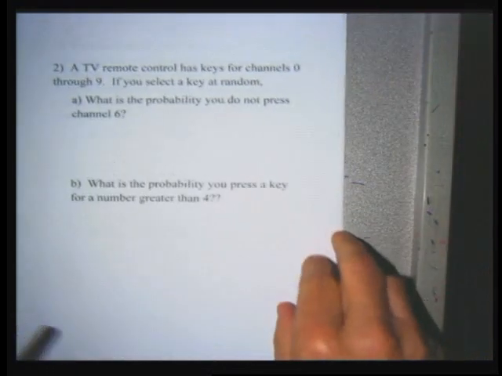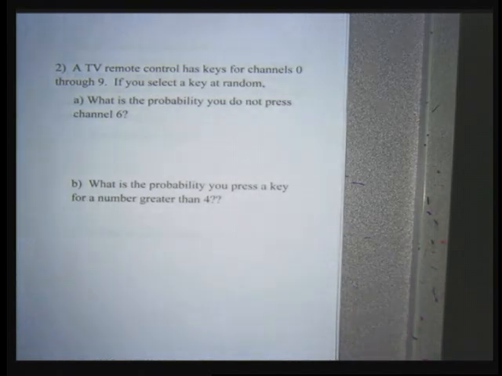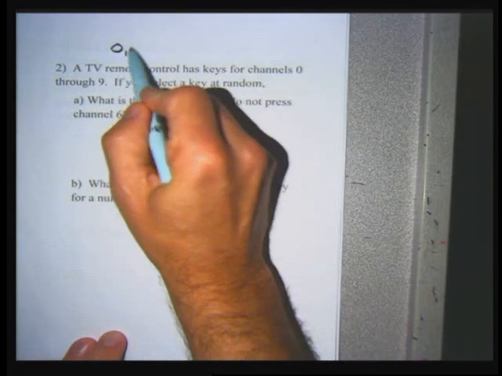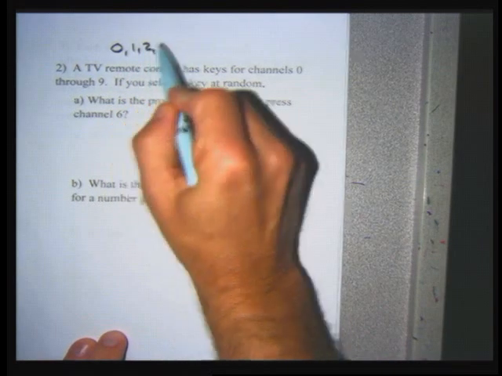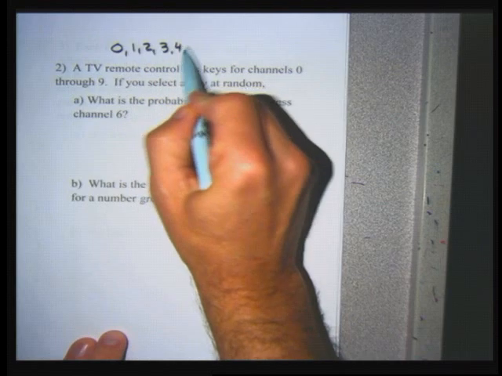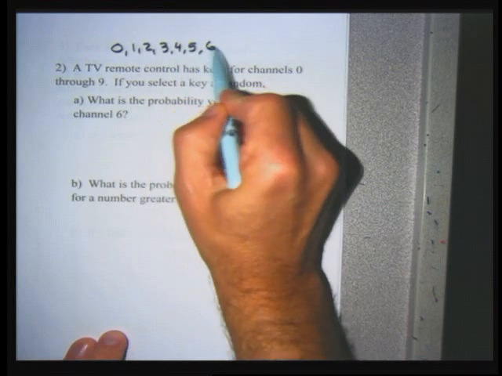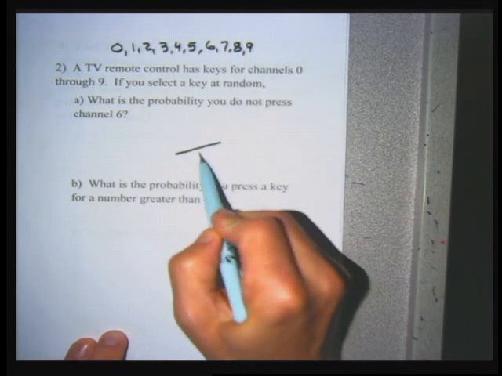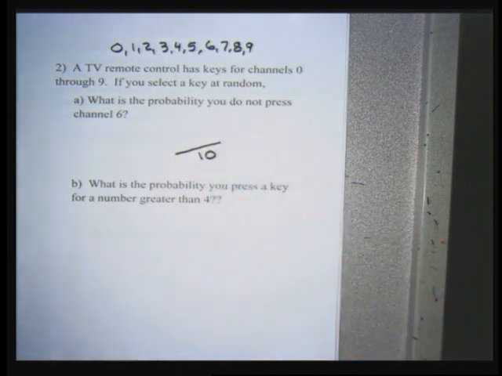Okay, so this is a theoretical probability question. A remote control has keys for channels, the numbers 0 through 9, which are 10 different numbers. And then you're going to pick one key at random. So the denominator, if you pick one key at random, is going to be 10, because this remote control has 10 different number buttons or digit buttons that you can select. The numbers 1 through 9 and 0. If you press 1 at random, the denominator is going to be 10 because you can get any of the 10 buttons if you randomly press.